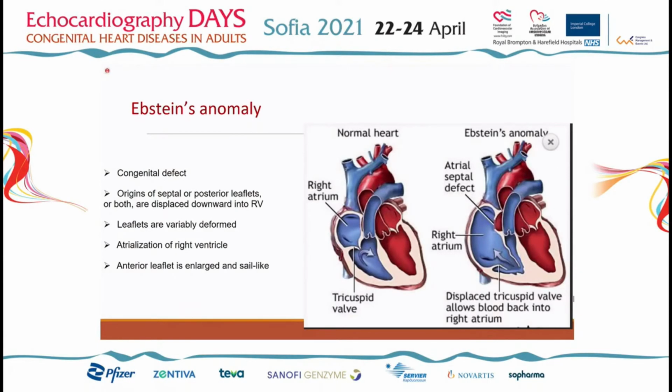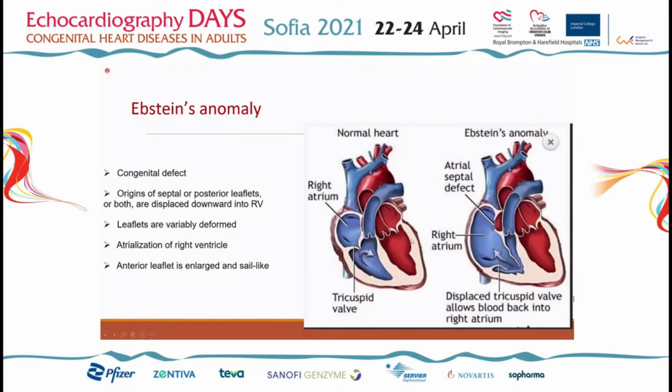The apical displacement of the hinge point of the valve in Ebstein anomaly from the atrioventricular ring is shown in this figure. The point of maximal displacement is the commissure between the posterior and septal leaflets of the tricuspid valve. In normal human hearts, the downward displacement of the septal and posterior leaflets in relation to the anterior mitral valve leaflet is less than 8 millimeters.